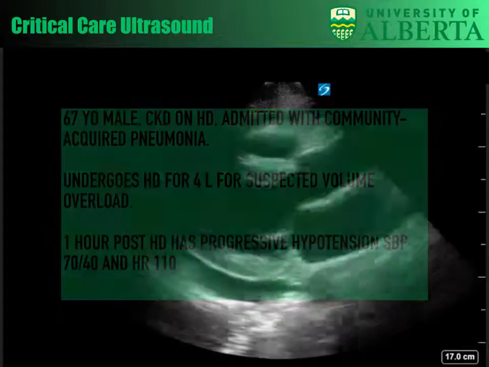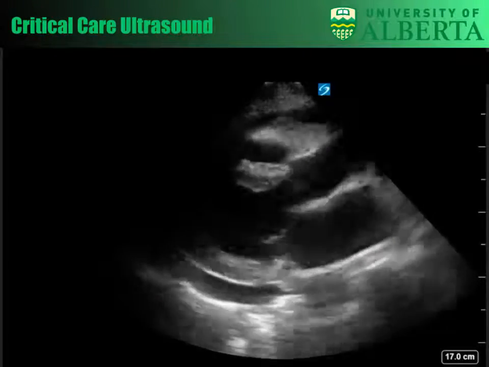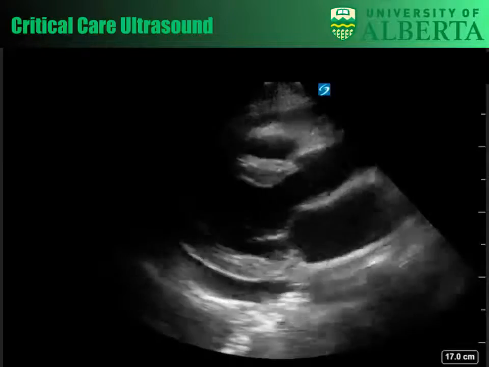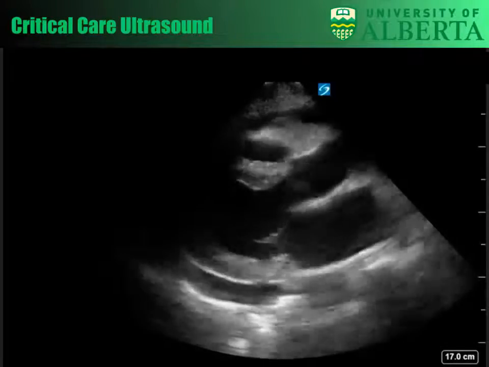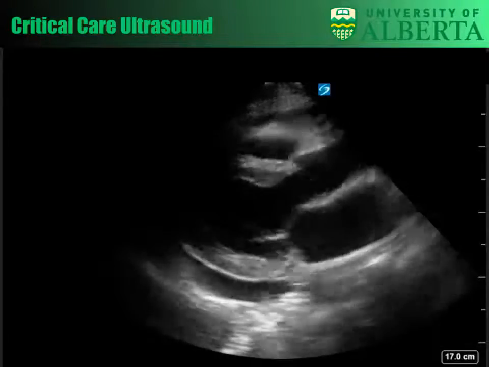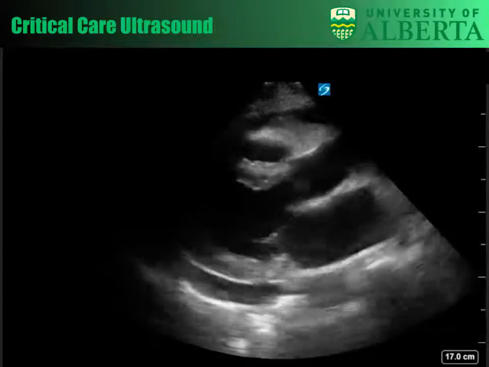So here's the image. Let's just describe what we see here. First of all, what view is this? Parasternal long axis. Great. Whenever I look at an image, I always think of the acronym DAG, and that's depth, angle, and gain.